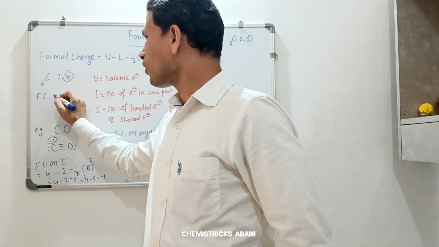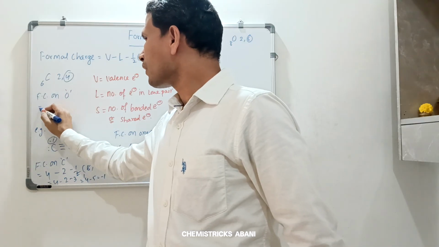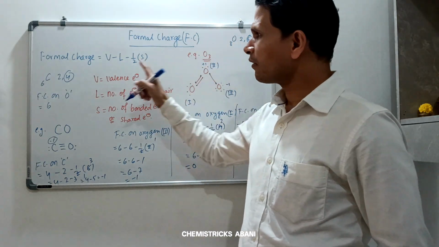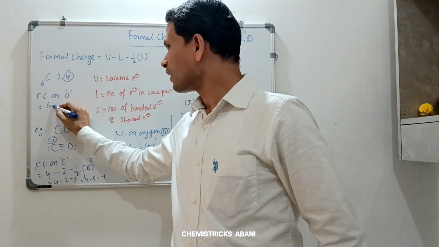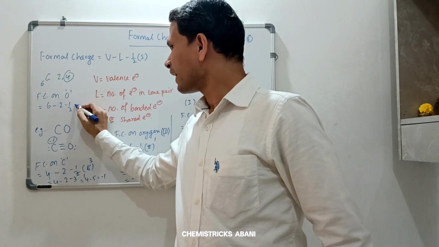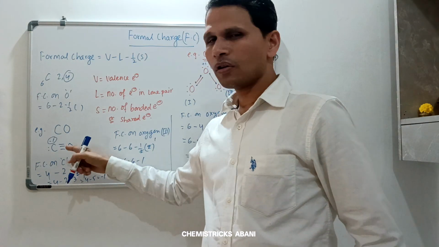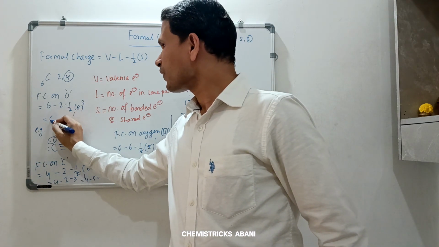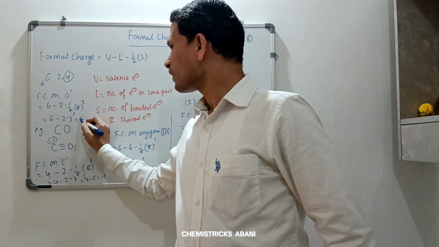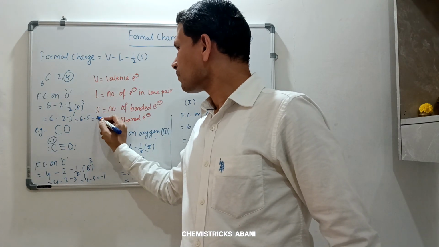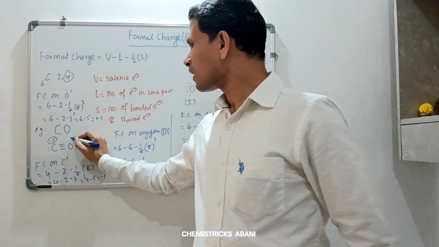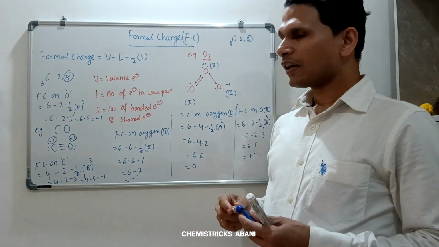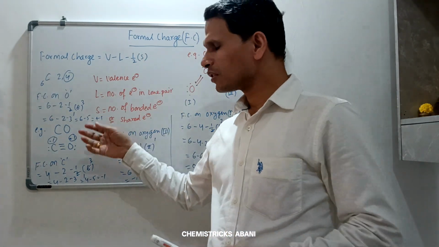The similar way, the formal charge on oxygen is equal to 6 electrons in the valence shell. Similarly, L is 2, as there is only one electron pair, and half of, there are 3 bonds, so I will write 6 over here. So it becomes 6 minus 2 minus 3, that is 6 minus 5, which is plus 1. So the formal charge on oxygen is plus 1. This way I can find the formal charge using this formula in any Lewis structure.